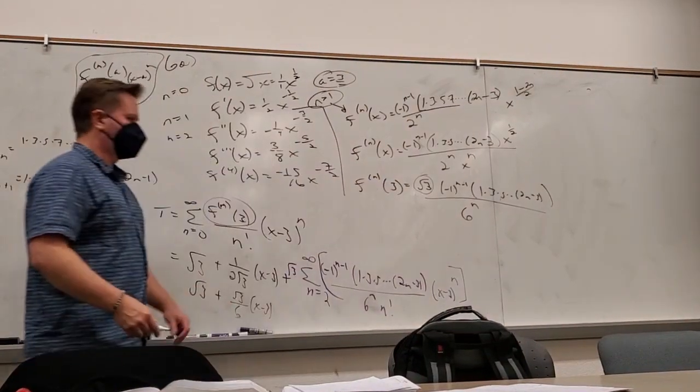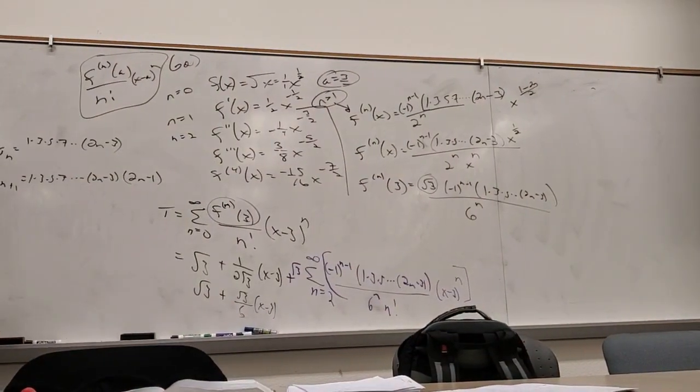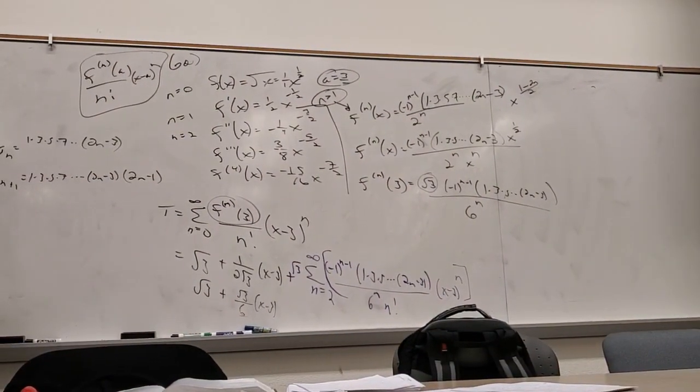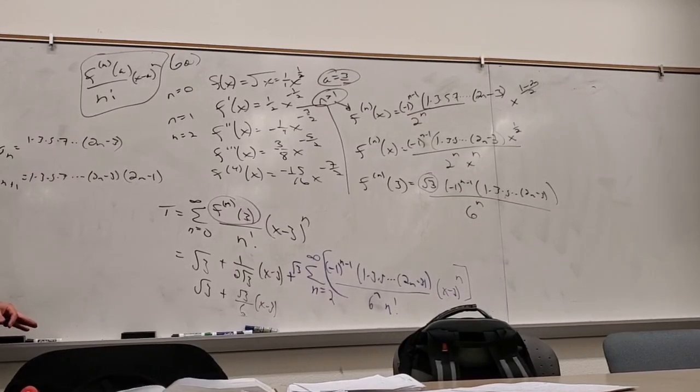Wait, if you're putting it over n factorial, you wouldn't multiply by it. No, no, no. What do you mean? I'm sorry. Oh, never mind. I'm wrong. So, okay.